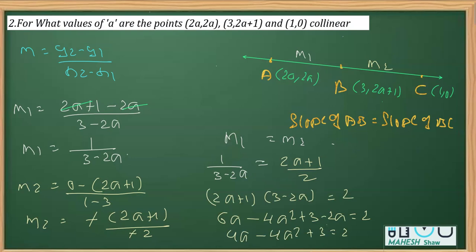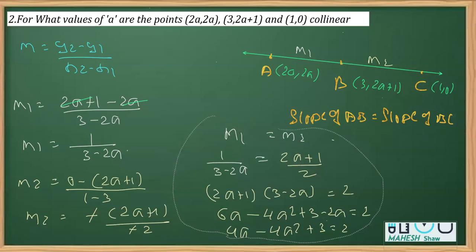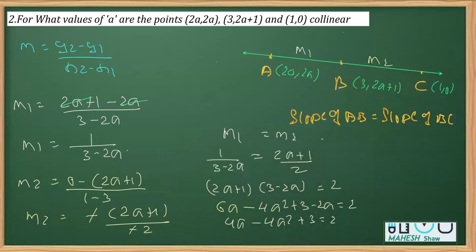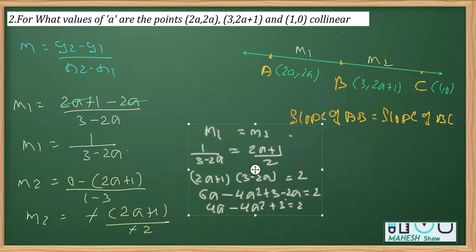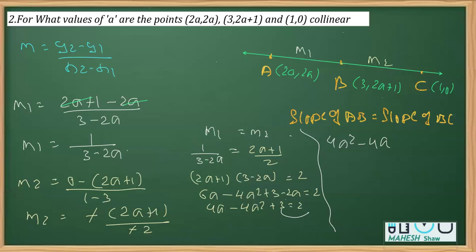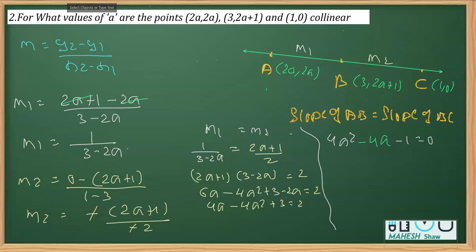What I'm going to do now is frame a quadratic equation in the standard form. I can write all of them on the right hand side, so it's going to be positive 4A square, negative 4A. On transposing 3 to the other side, it is 2 minus 3, which is minus 1, equal to 0. That cannot be factorized by middle term splitting.